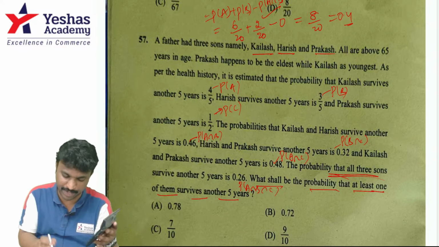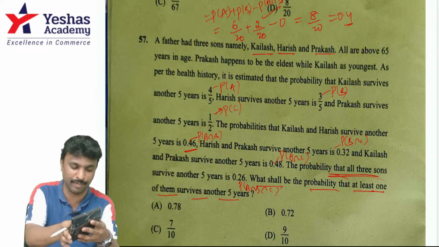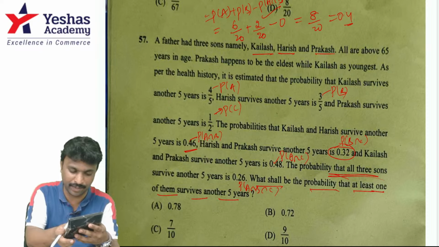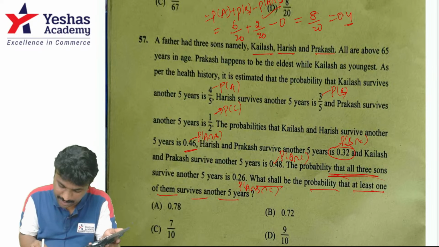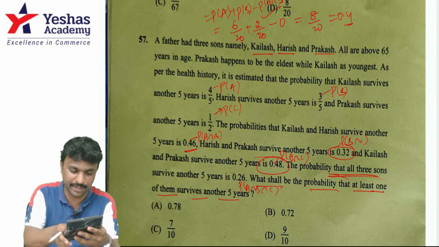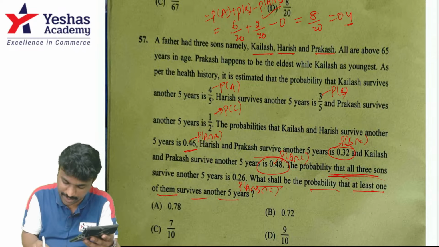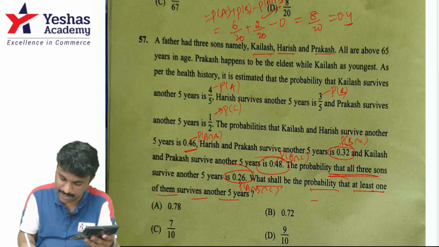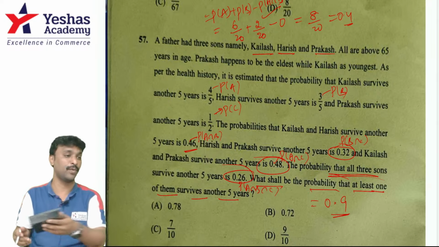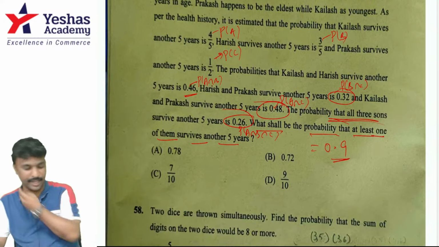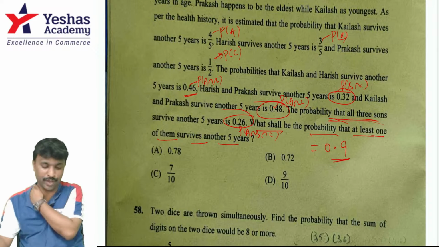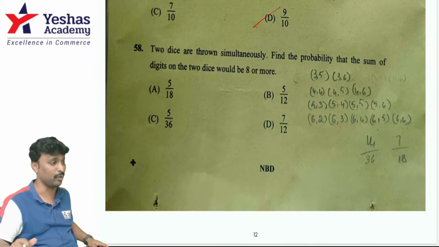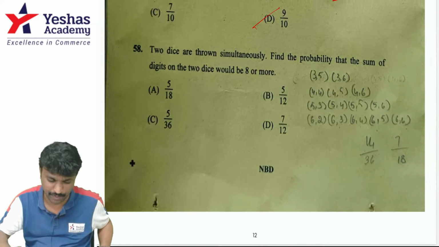Which three things we have to subtract? 0.46. So minus 0.46. Next minus 0.32. Next minus 0.48. Then finally we have to add plus 0.26. That fetches me how much? 0.9. That is what is at least one, I mean, at least one of them, P of A union B union C. That's what I have done. So option D, 9 by 10. Have you understood? Moving on to the next question.